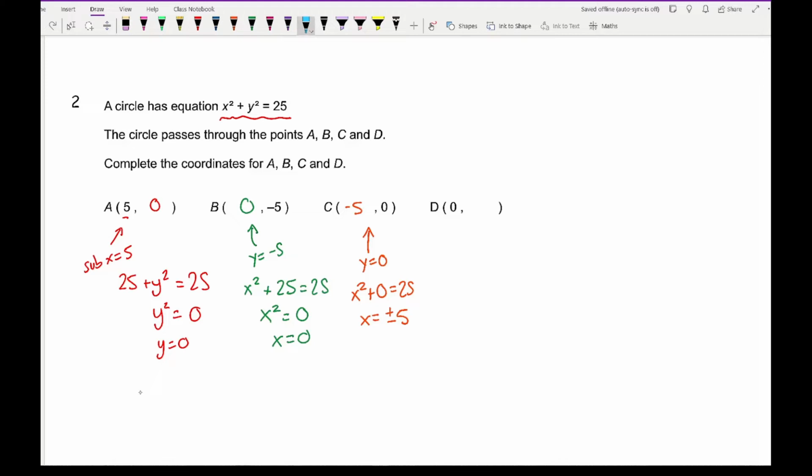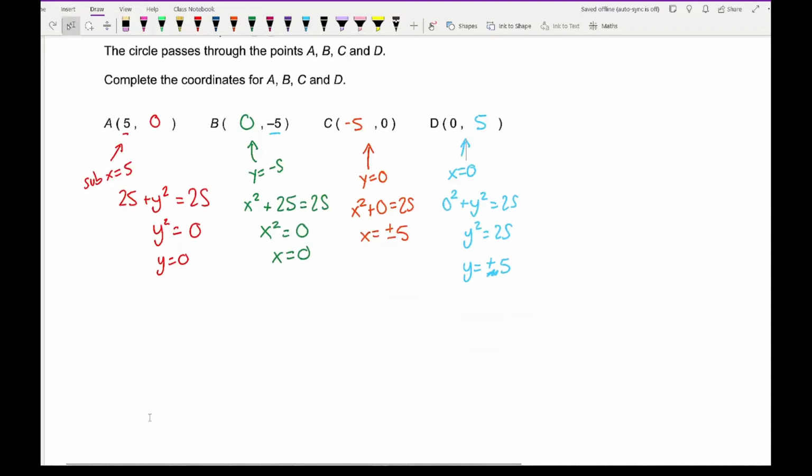Then for D, here we're making x equals 0. So here I've got 0 squared plus y squared equals 25. So y squared equals 25. So y equals plus or minus 5. Now we've already used y equals minus 5, so it must equal plus 5. So there is my final answer.